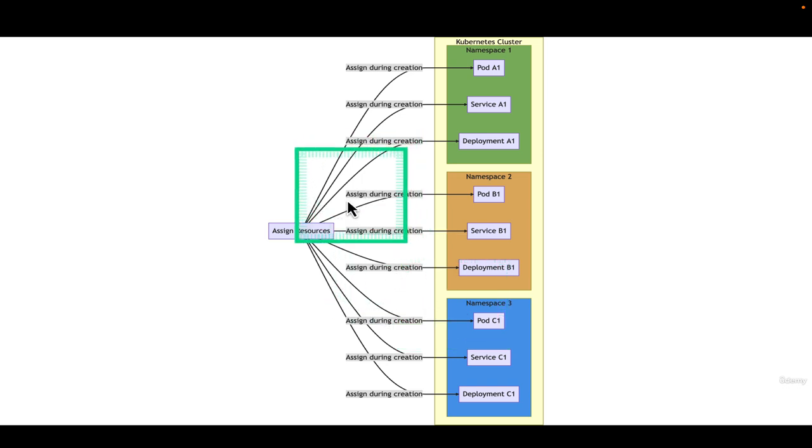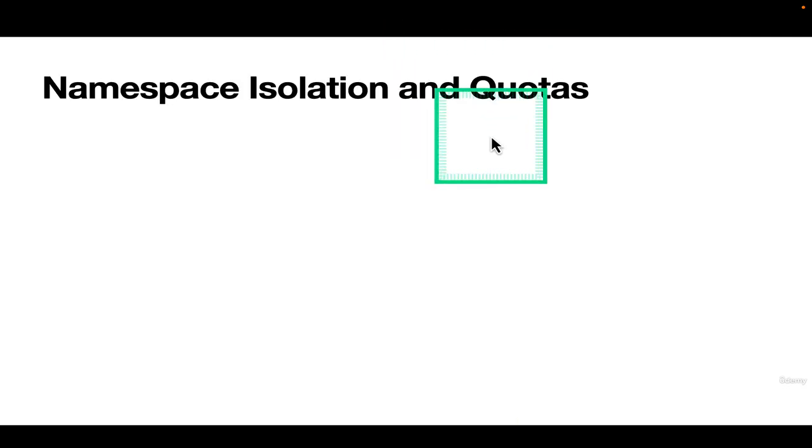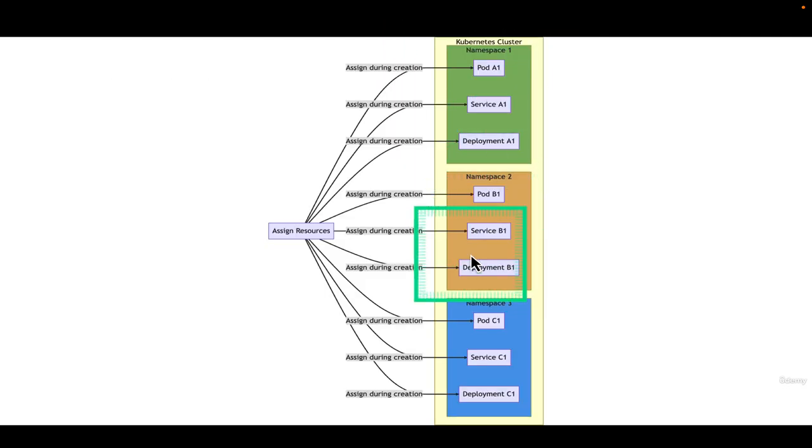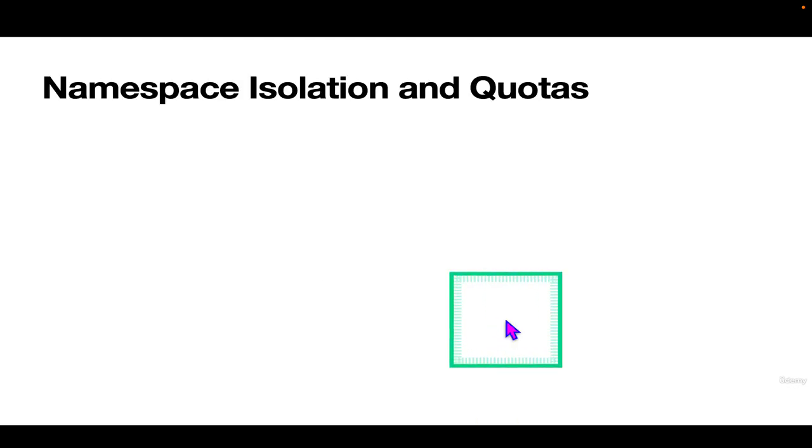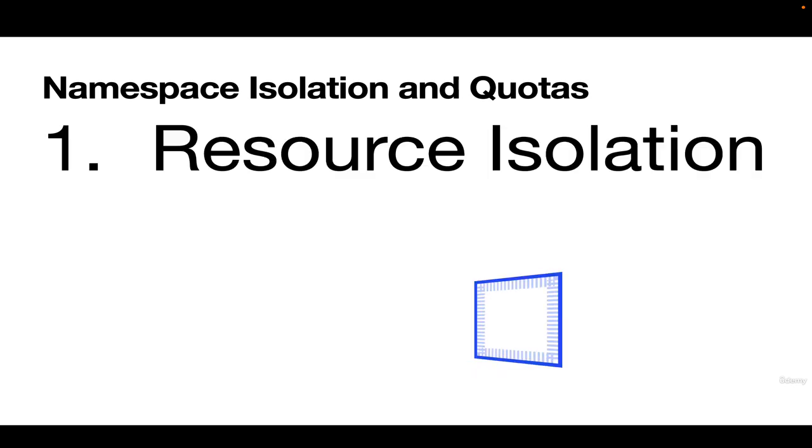So if you want to assign resources, you can assign them during creation, whether pod, service or deployment. This is an illustration of assigning during creation only. You cannot move from namespace one to another. You have to delete and recreate in the second namespace if you are moving a pod or service from one namespace to the other.